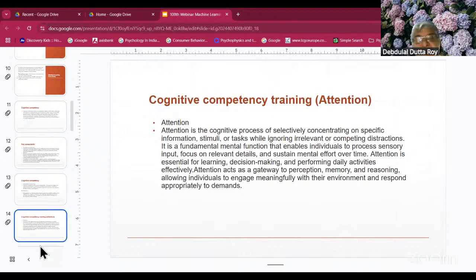Attention is the cognitive process of selectively concentrating on specific information, stimuli, or task while ignoring irrelevant or competing distraction. It is a fundamental mental function that enables individuals to process sensory input, focus on relevant details, and sustain mental effort over time. Attention is essential for learning, decision making, and performing daily activities effectively. Attention acts as a gateway to perception, memory, and reasoning, allowing individuals to engage meaningfully with their environment and respond appropriately to demands.